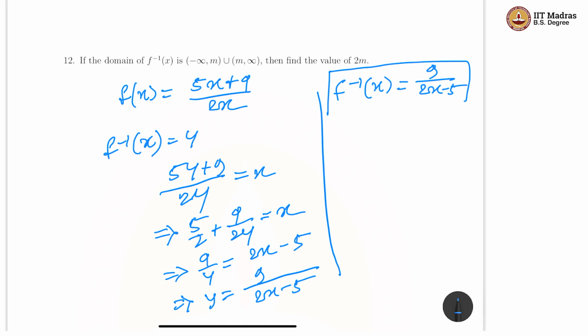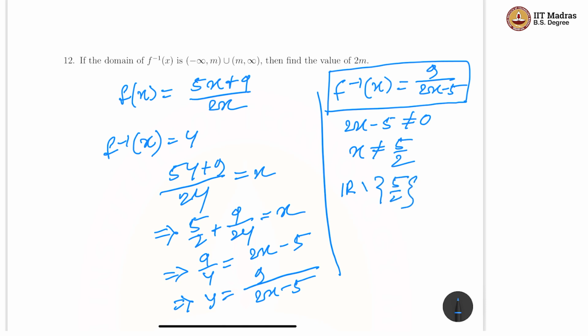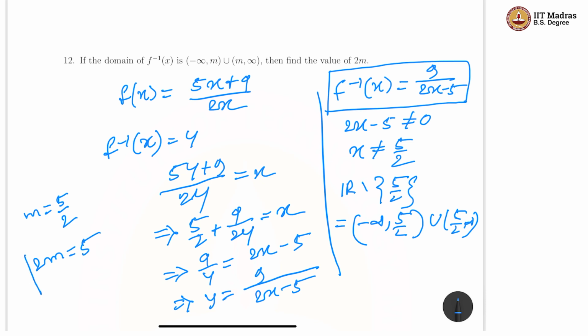So now we can calculate the domain of the function f inverse(x). That means 2x minus 5 should not be equal to 0. That means x should not be equal to 5 by 2. That means the domain will be the whole real number line minus the point 5 by 2, right? That is basically minus infinity to 5 by 2 union 5 by 2 to infinity. Hence the value of m is equal to 5 by 2. Hence 2m will be equal to 5. So this is our answer.